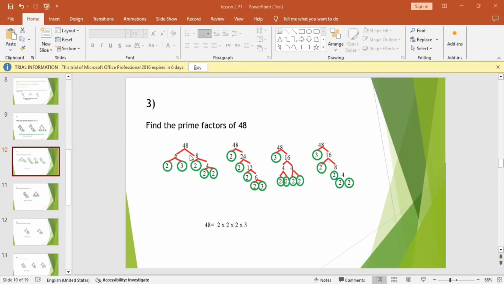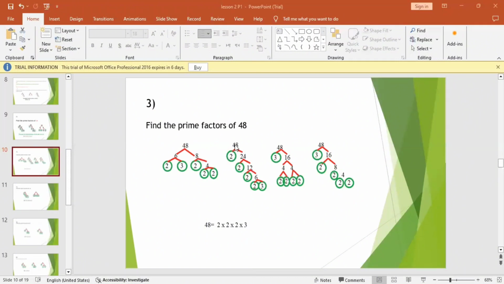48, I can get it by multiplying 4 by 8 and 6 by 2 by 3. 8 is 2 by 4. 2 is a prime. Let's take 4. How can I get 4? By multiplying 2 by 2. So the answer is 2, 2, 2, 2, and 3. That's 4 2's and 1 3.